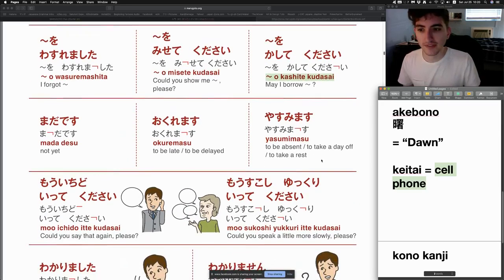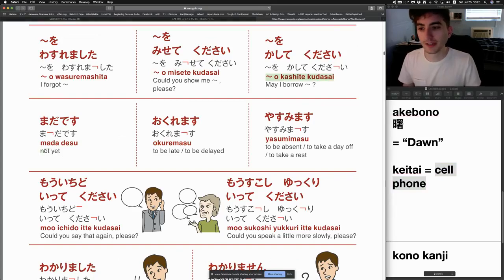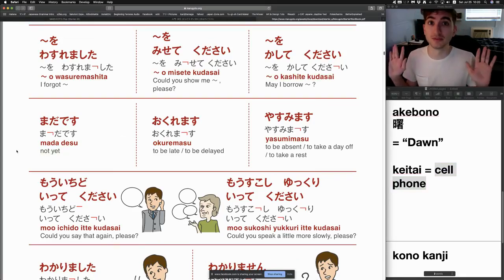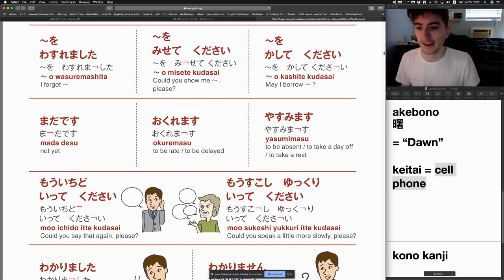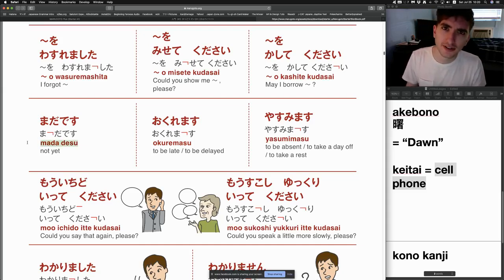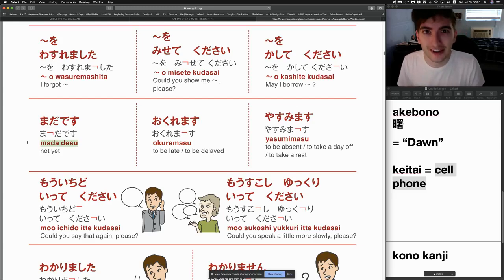What if we're talking about attendance? Someone's not in class. Someone is late for class. And someone could say, まだです. If I ask, is Tanaka-san here? But he's not there, right? He's on his way. Someone else in class could say, まだです. Not yet.